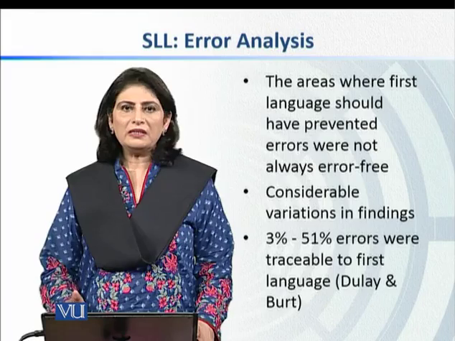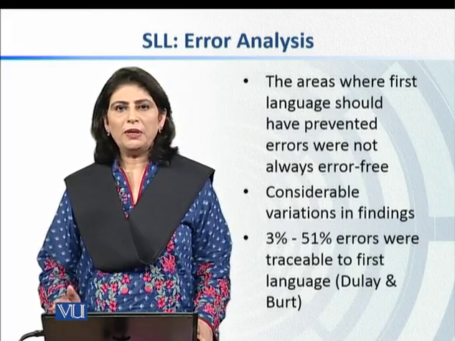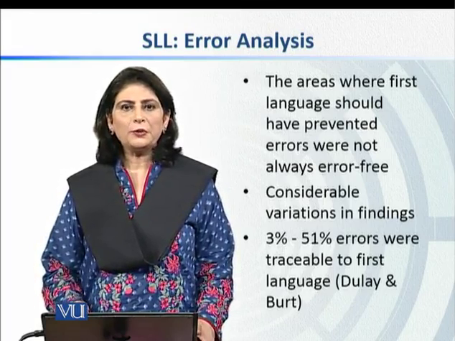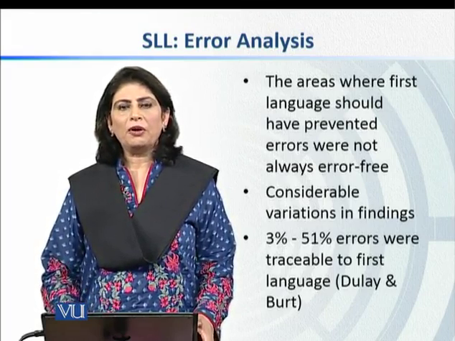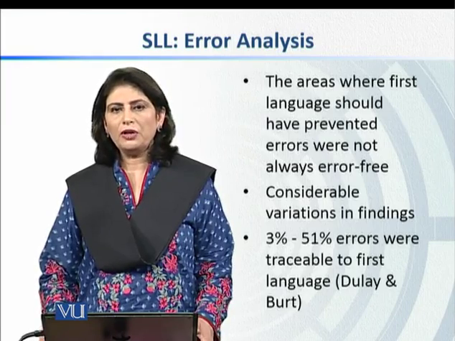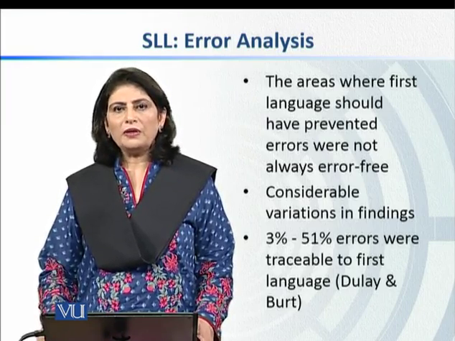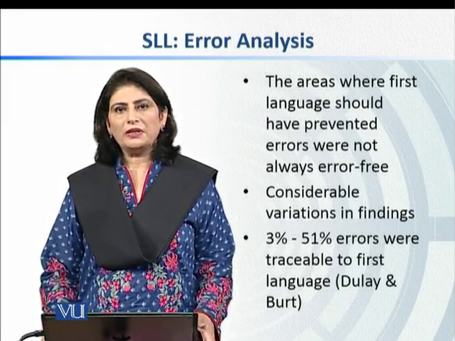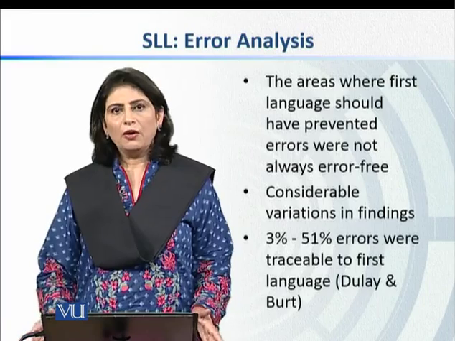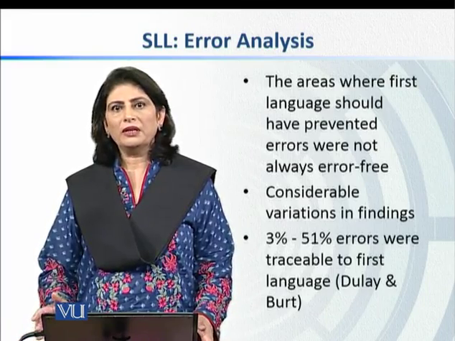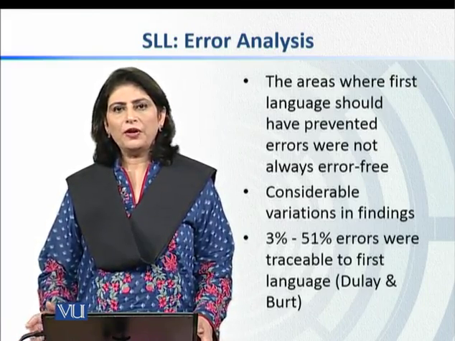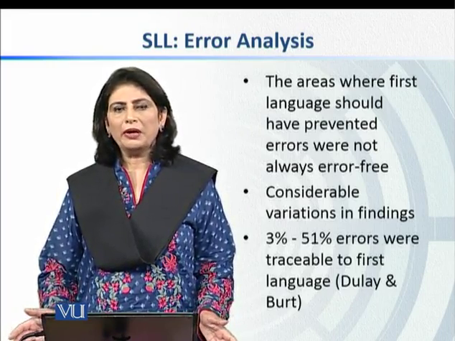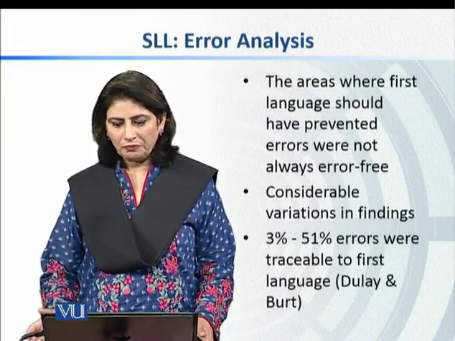So in certain studies, the problems originating from the first language were only 3%, while in other studies, the problems emerging from the first language of the learners were seen to be 51%. So between 3% and 51% of errors emerging from the mother tongue or the first language of the learners, the variation was just too much to make any sense.